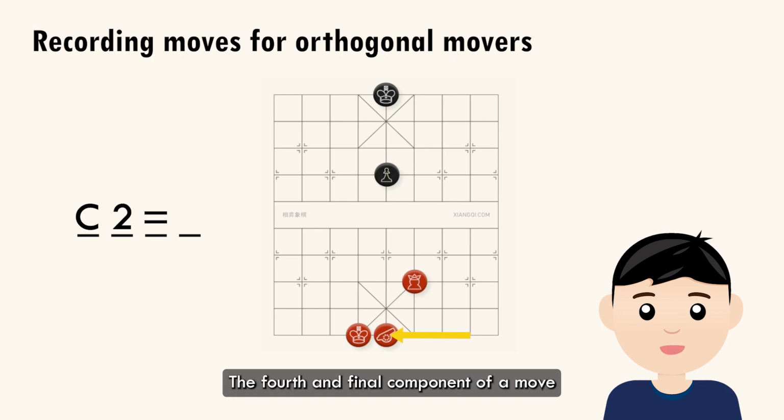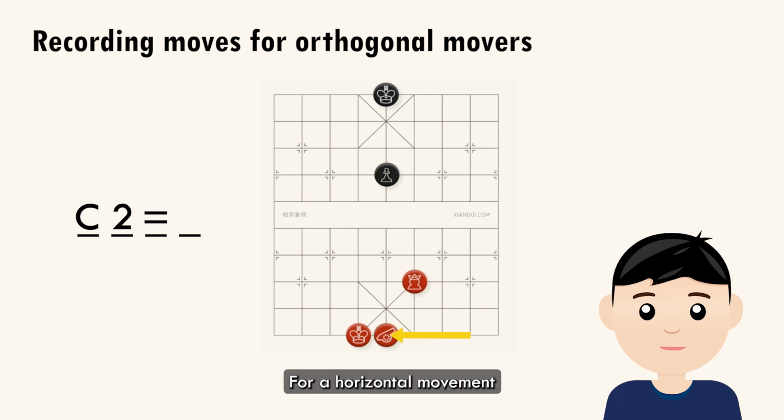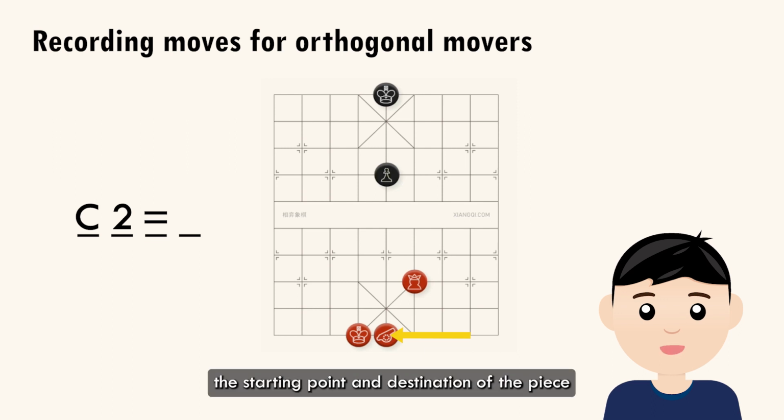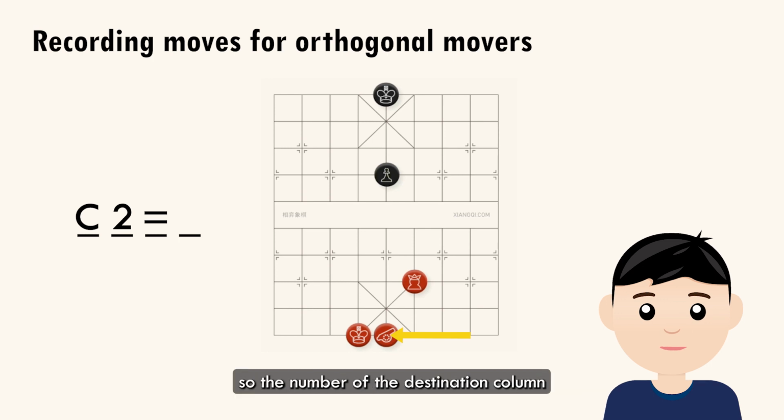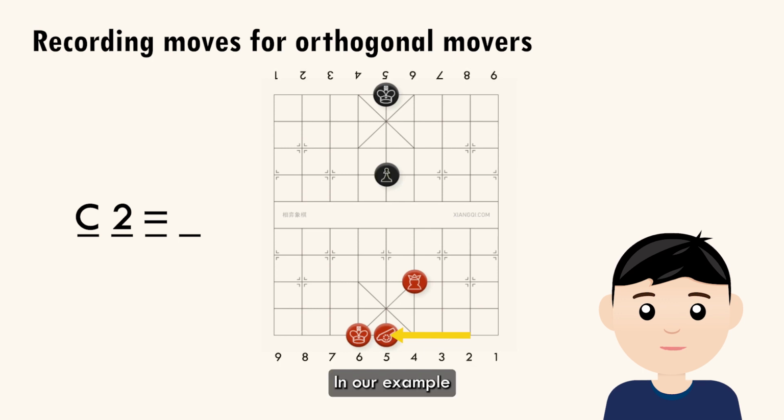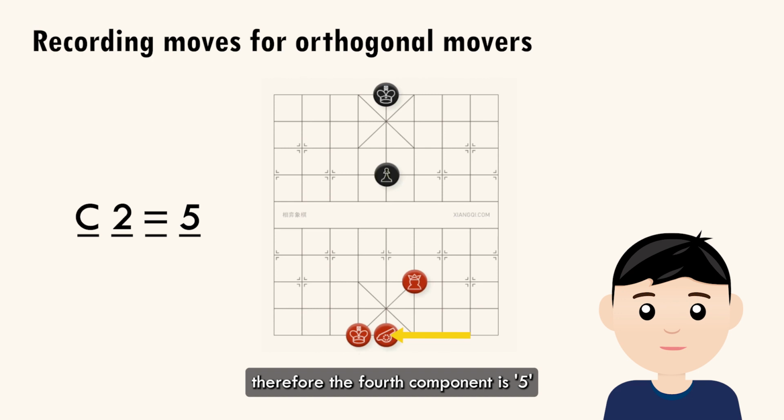The fourth and final component of a move is the destination of the piece. For a horizontal movement, the starting point and the destination of the piece are on different columns. So, the number of the destination column is used as the fourth component. In our example, the cannon is landing on column 5. Therefore, the fourth component is 5. If we combine all 4 components together, the record of the move will be C2 equals 5.